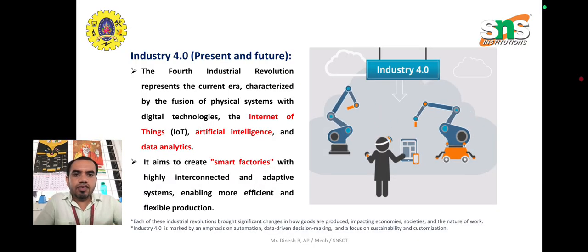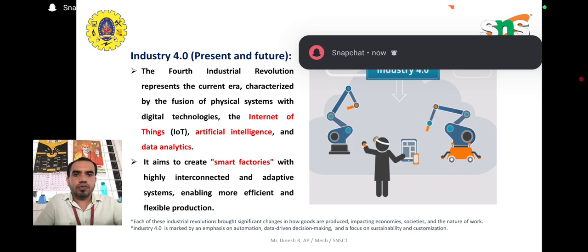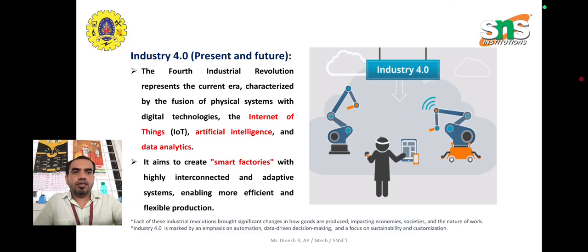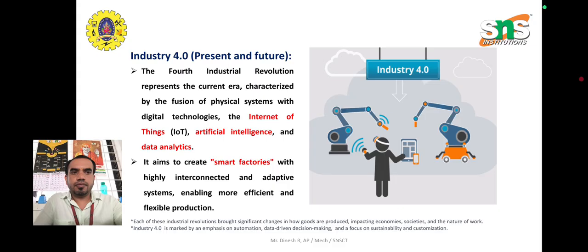Okay, each of these industrial revolutions brought significant changes in how goods are produced, impacting economies, societies, and the nature of work. Okay, so Industry 4.0 is marked by an emphasis on automation, data-driven decision making, and a focus on sustainability and customization. Okay, so this is the overall view of the industrial revolution, and in our next video we can see Industry 4.0 in detail. Okay, thank you.